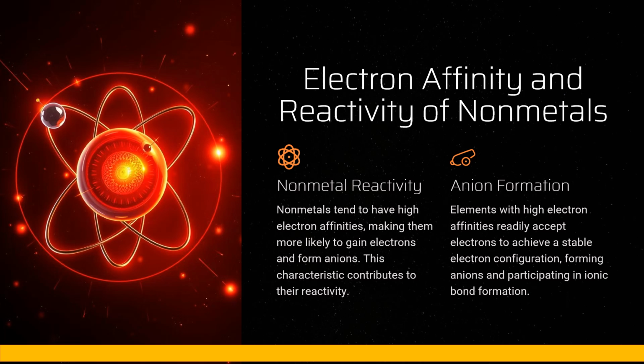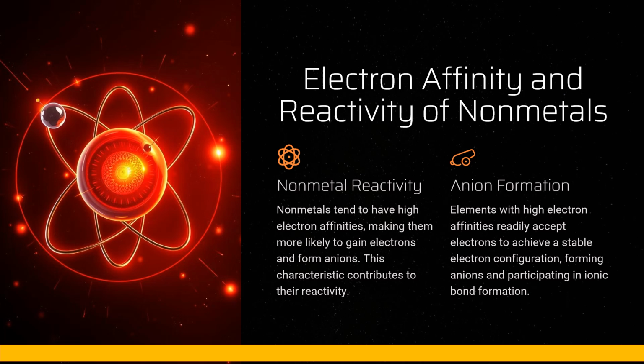Nonmetals like oxygen, sulfur, and the halogens have exceptionally high electron affinities. This means they're eager to gain electrons, which makes them highly reactive in chemical reactions. Think of them as electron magnets, always ready to form bonds and stabilize themselves.